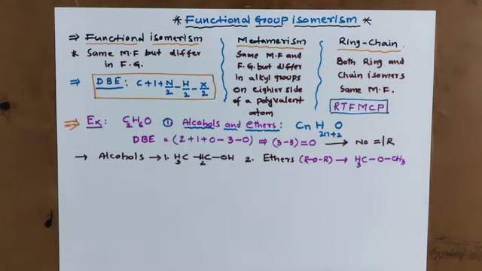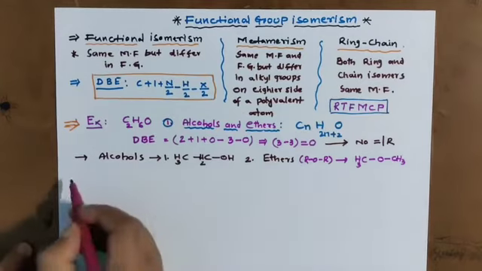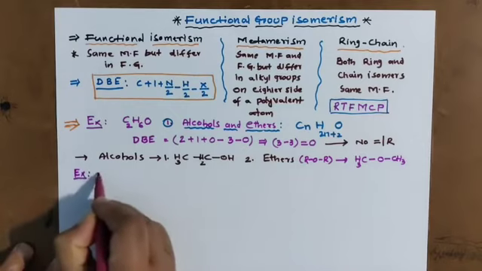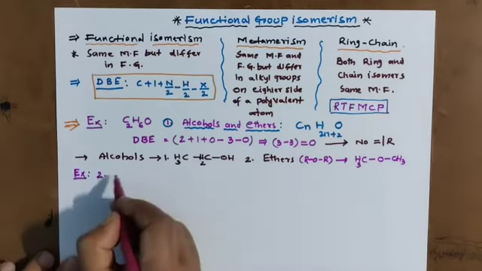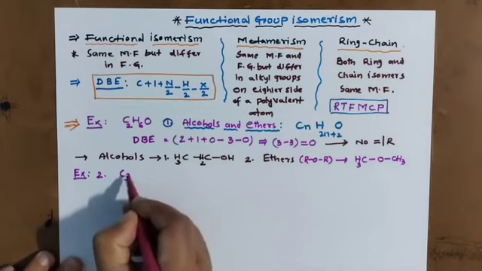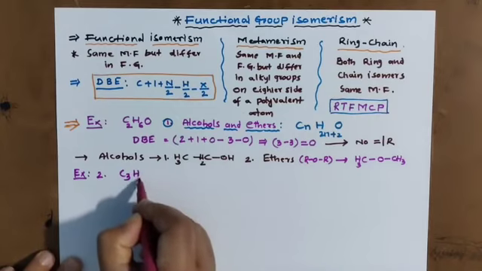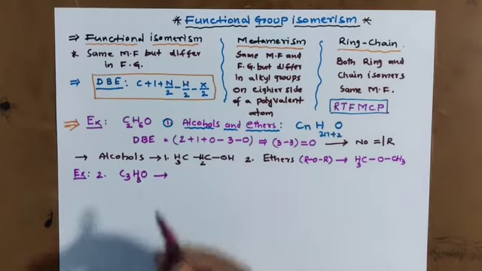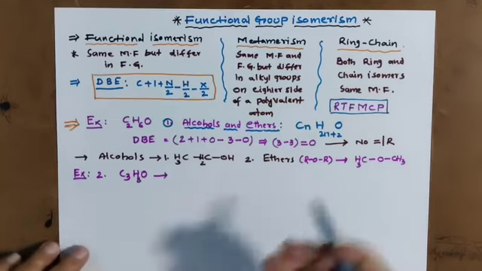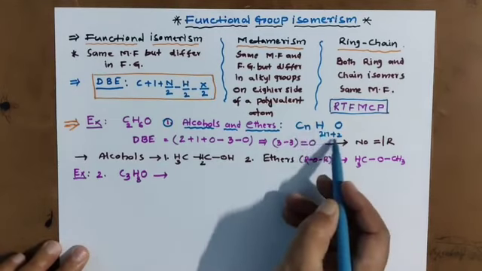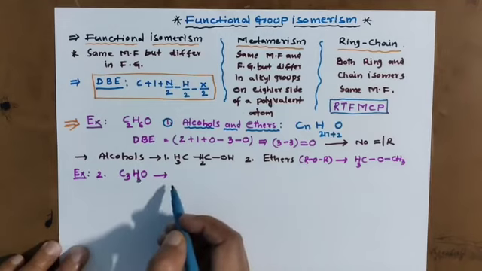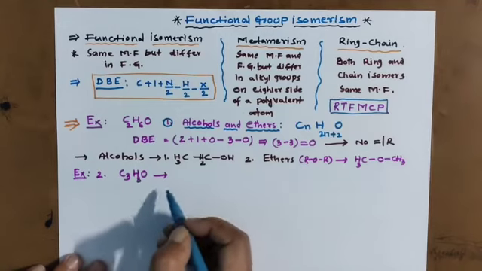functional group isomers. Let me take example number 2. Another example I am explaining to you, and this time I am taking C3H8O. So this is now having CnH2n+2O type. That's why alcohols and ethers will be exhibited.